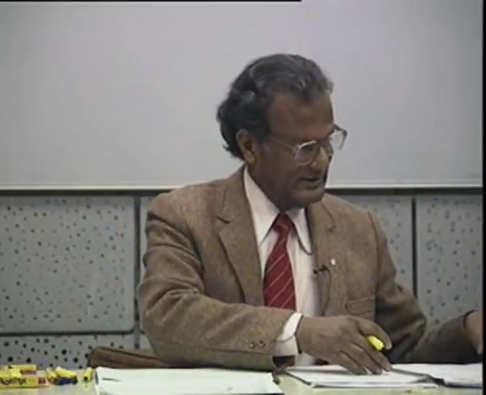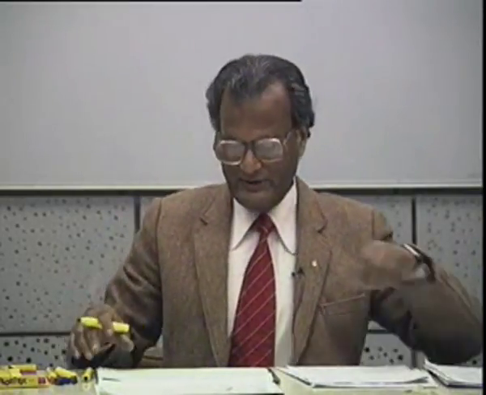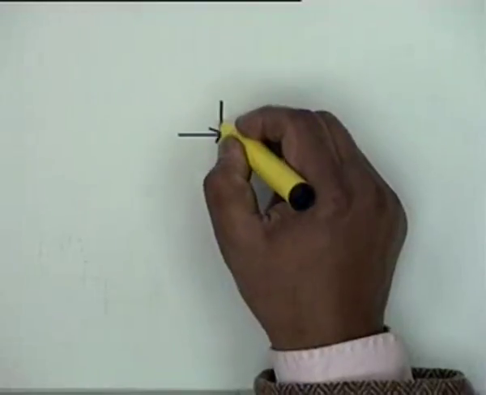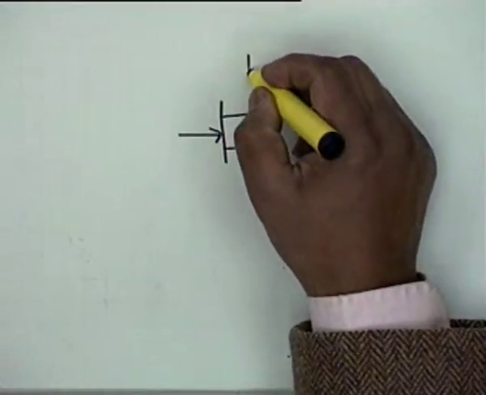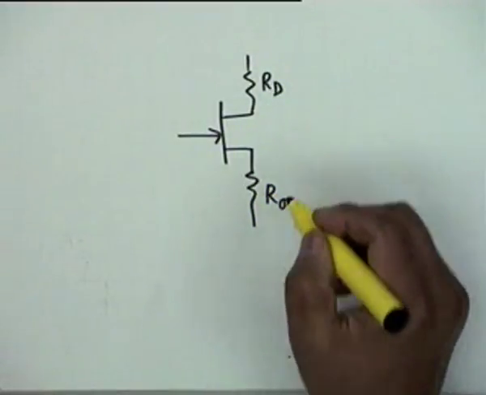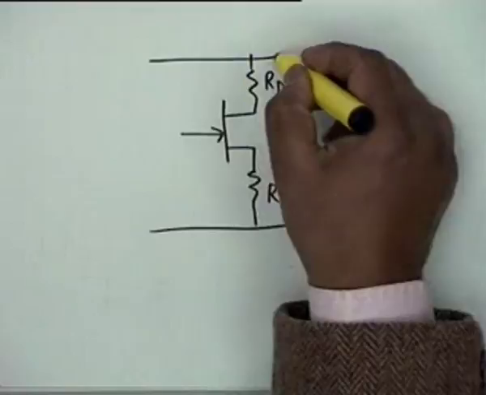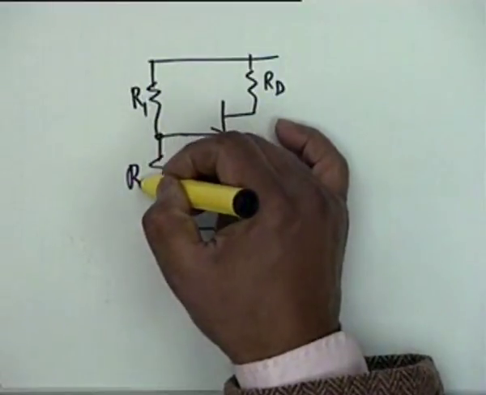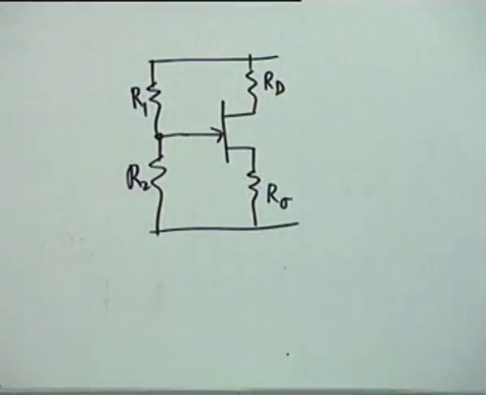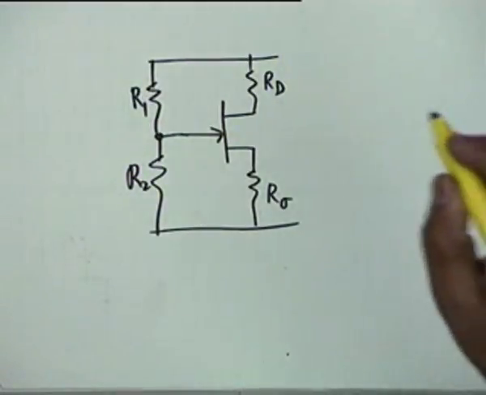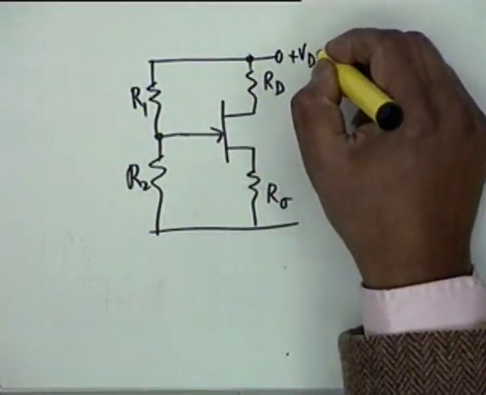Okay, the next question is question number 4 in the tutorial sheet, and this question is like this. Again we have an n channel JFET with a resistance at the drain and a resistance at the source terminal, R sigma. Then there are 2 resistances R1 and R2 supplying the gate, and this is of course VDD.